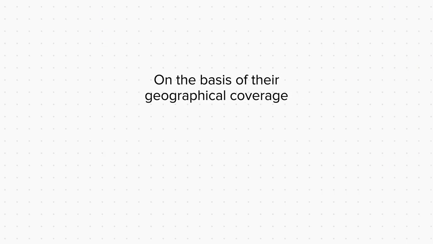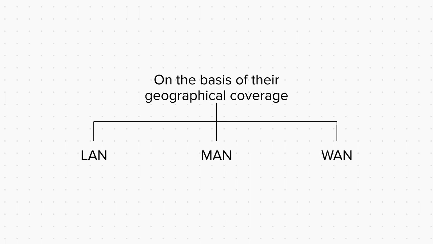On the basis of their geographical coverage, computer networks can be of three types: LAN, MAN, and WAN. Many of you must have heard these terms. So now let us see what each of these stands for and what geographical areas they cover.